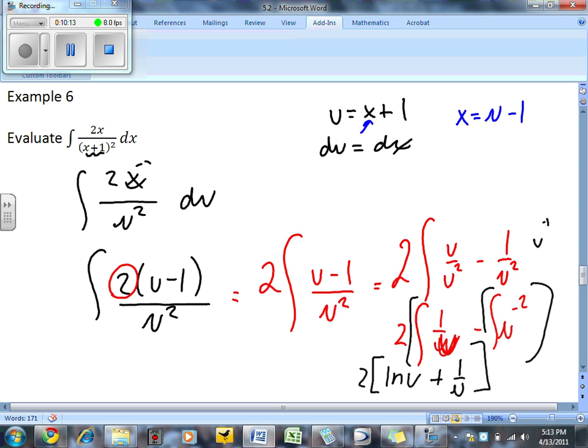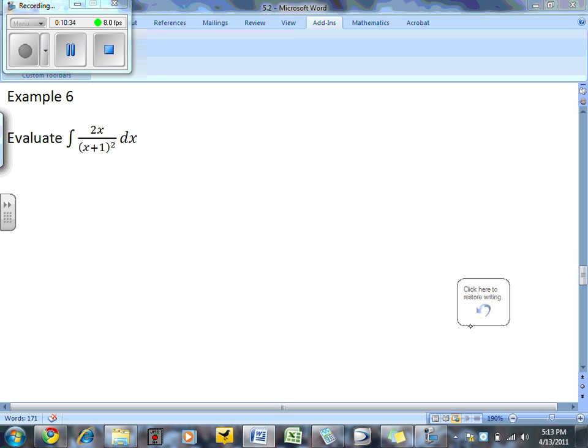The only thing left to do is go ahead and substitute our u back in. And so the finished product then is 2 natural log of x plus 1 plus 1 all over x plus 1. So we can still use a u substitution, same rules that we have in the last chapter. All right.